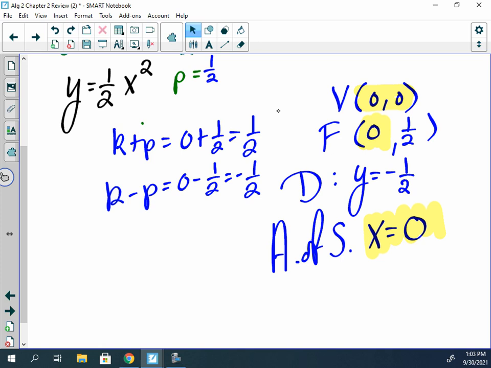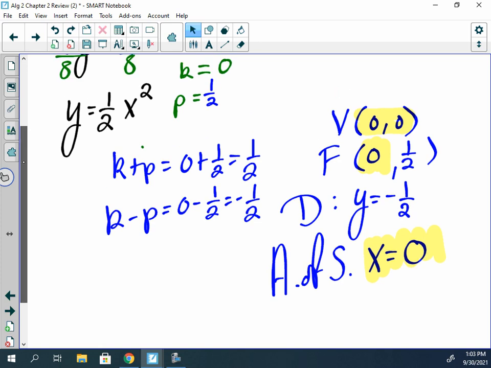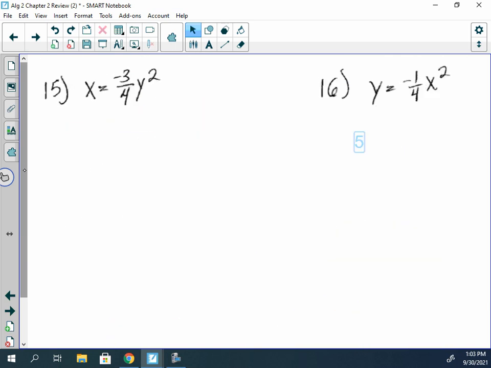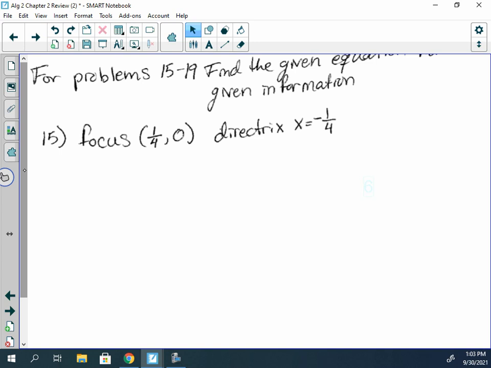Are we ready for the next one? Which one do we want to look at next? So we want to look at 15 through 19. Yes?